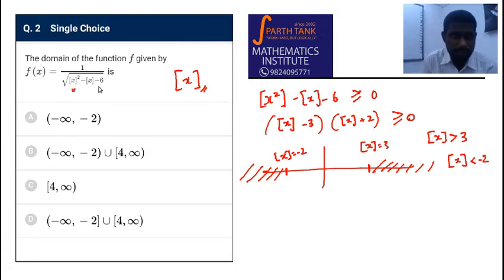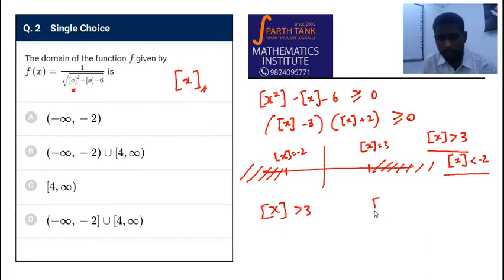If it is equal, then this is going to be 0 and it is going to be 1 by 0, which is infinity. So this is the condition: floor of x greater than 3 and floor of x less than minus 2. Now from where will floor of x be greater than 3? For any number starting from 4 onwards, right? Floor of x greater than 3 will work for any number starting from 4.